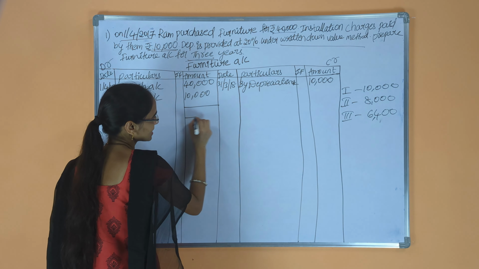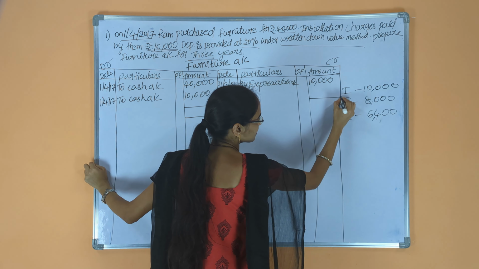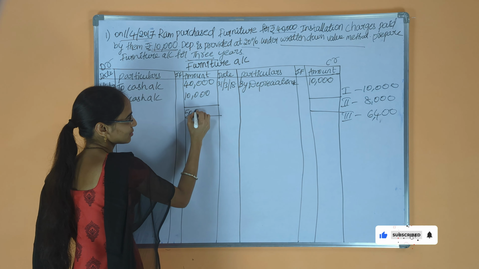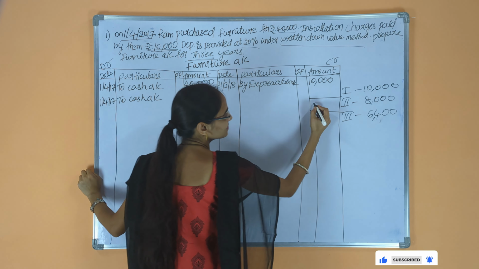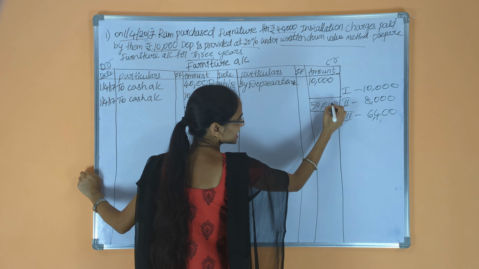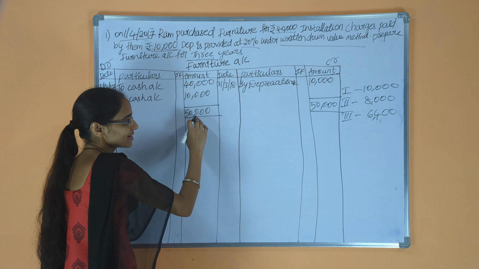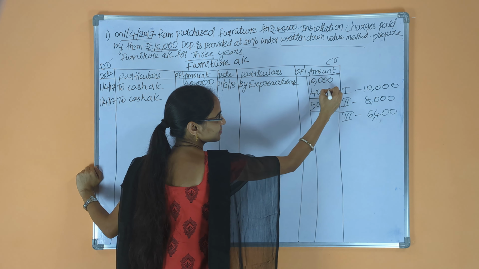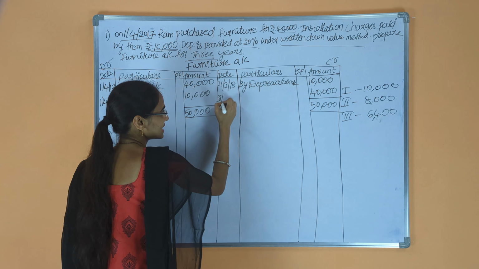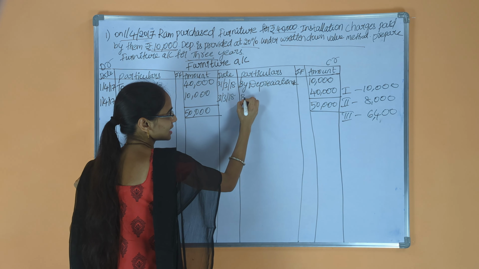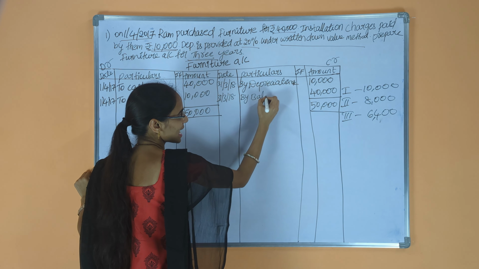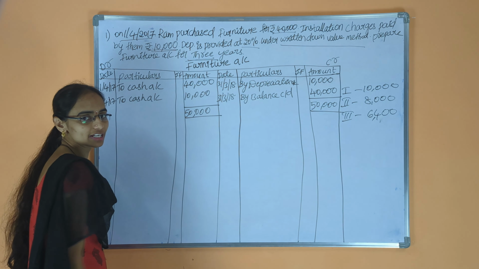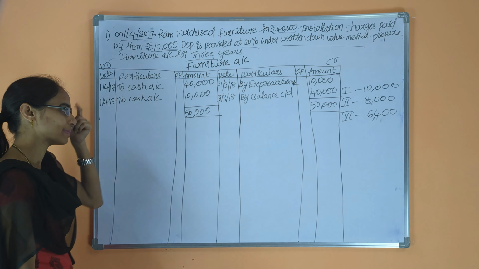Now we balance these accounts. Which side is more? Debit side is more, is rupees 50,000. Credit side is less. How much amount is less? 50,000 minus 10,000 is 40,000. This is the balance carried down amount, by balance carried down. So this year closing balance is the next year opening balance.